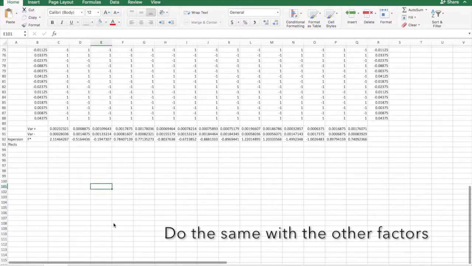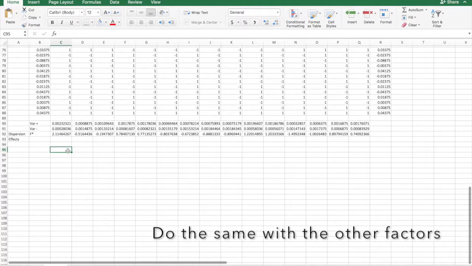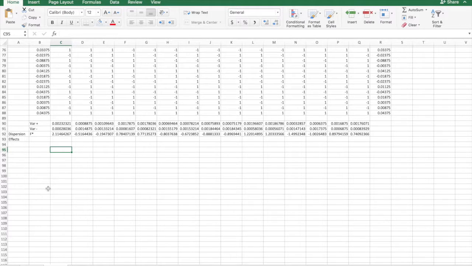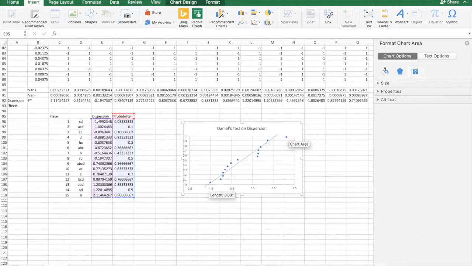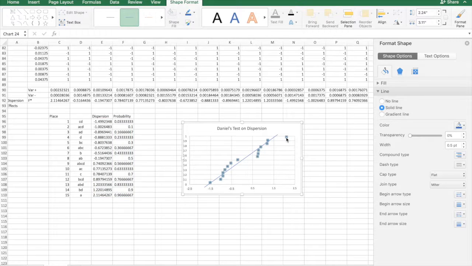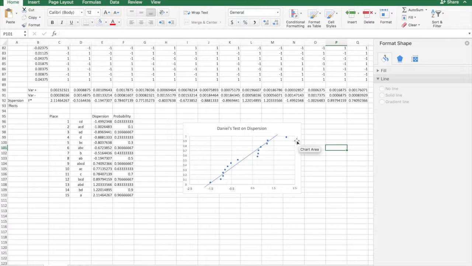Once we have all the dispersion effects, we have to perform a Daniel's test on the dispersion effects. And then we actually graph it. We can see that indeed, as we said in the beginning, this point, which is A, does not follow a normal distribution, so A has a significant effect on dispersion. Then we can say maybe this factor affects dispersion, which is factor B. Then we can say yes, well, factor B can also affect dispersion. So A and B affect dispersion.